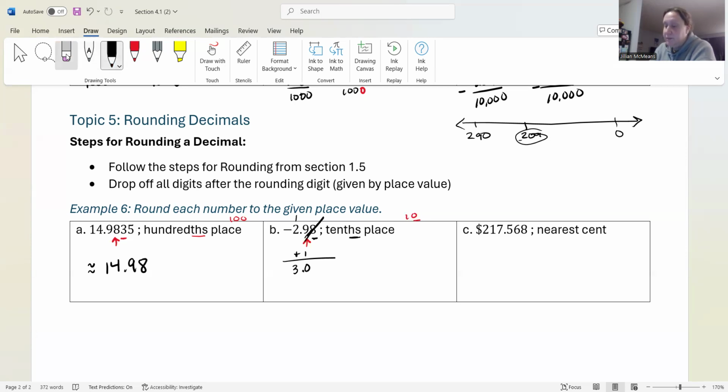So we would say that this one is approximately -3. We don't even need the point zero. We can just say -3 in this case.